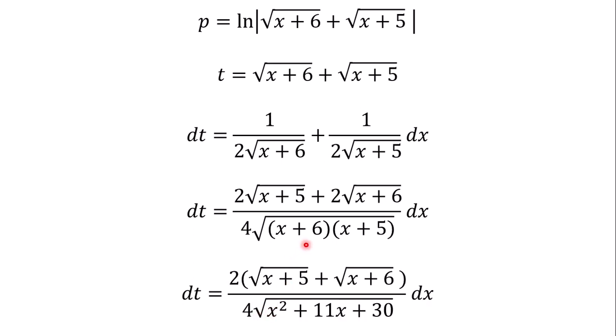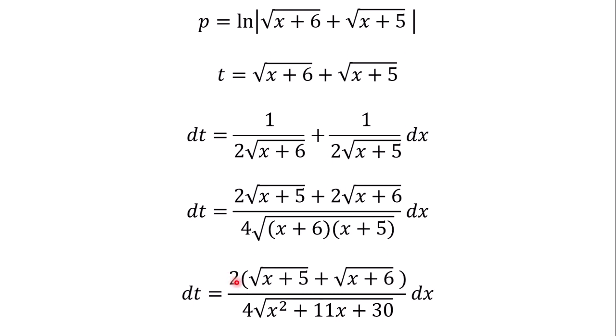Good. Now when you factor 2, as for this one, when you multiply this and that, definitely you open the bracket. So here this times this one will give us x squared plus 11x plus 30. x times this one gives x squared, and then x times 5 will give us 5x. 6 times x will give us 6x. 5x plus 6x will give us 11x. And then 6 times 5 will give us 30.